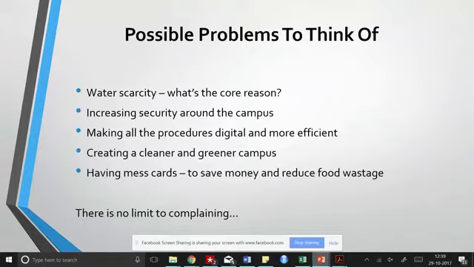So there's a very simple solution to this, which is just to have a mess card where you can pay for as much as you eat every day. So the whole point is, there's no limit to how much you can complain right now. And the only thing you can do right now is think of how to begin the solution.